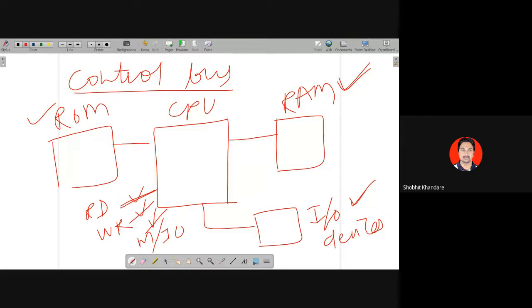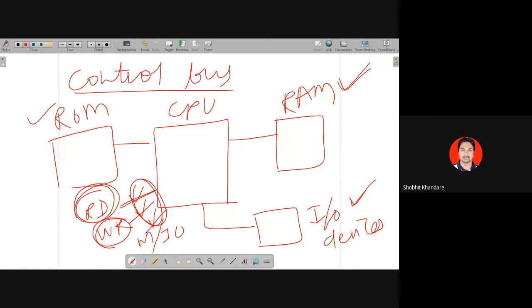Actually I will not say this as a bus. Well, one thing I can do is combine these three and call them one bus. Yes, I can say that. So this bus consists of 3 wires. One wire is called RD, second wire is called WR, and third wire is called M/IO. Whenever you want to read the data, RD will be active. Whenever you want to write, WR will be active.